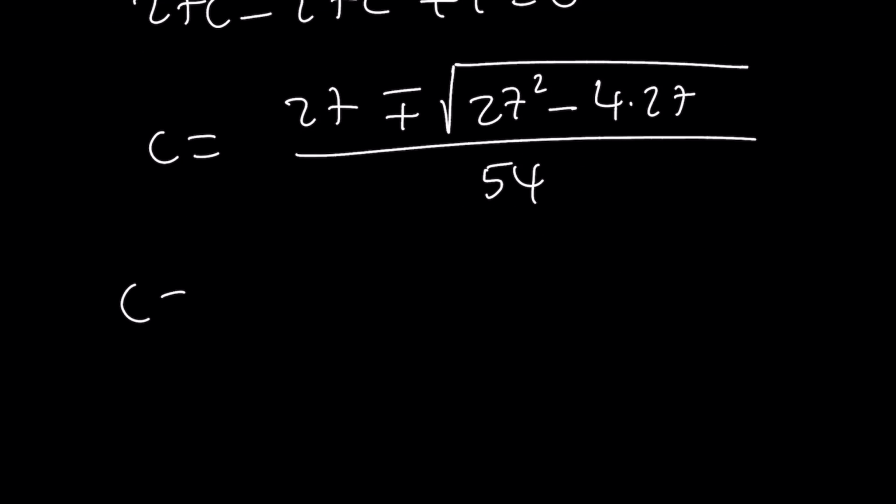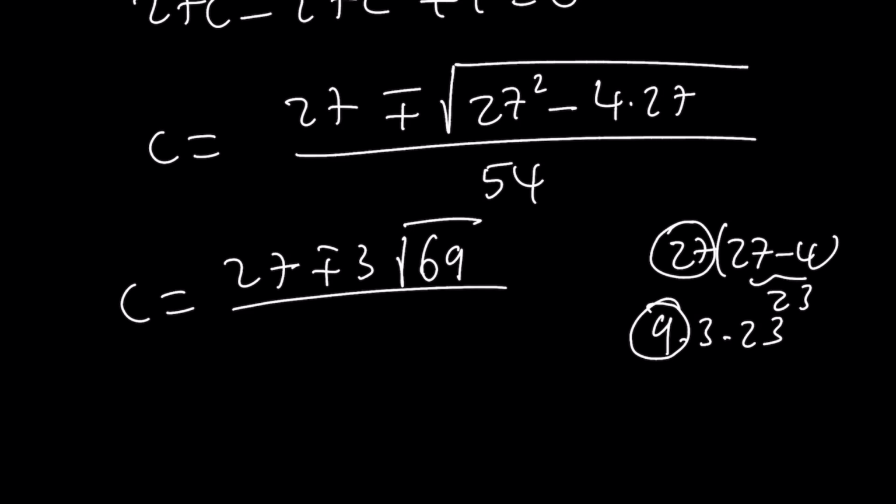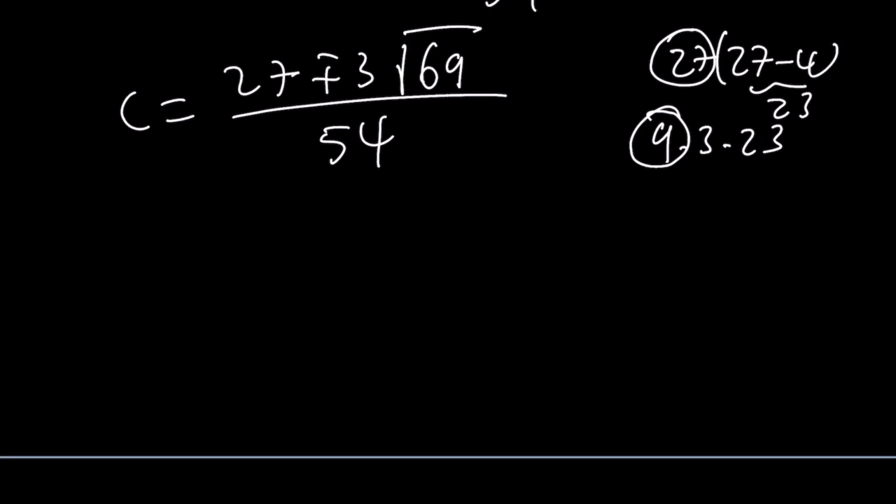We can definitely factor out a 27, and this is going to be 2 times 27, which is 54. Let's go and find the value of c from here. So inside the parentheses, under the radical, 27 times 27 minus 4. That is 23. Great. 27 can be written as 9 times 3 times 23. So we can take the 9 out as a 3, and inside we're going to have 69. Awesome. We got the values, and everything is divisible by 3, which is awesome. Plus minus the square root of 69 over 18.